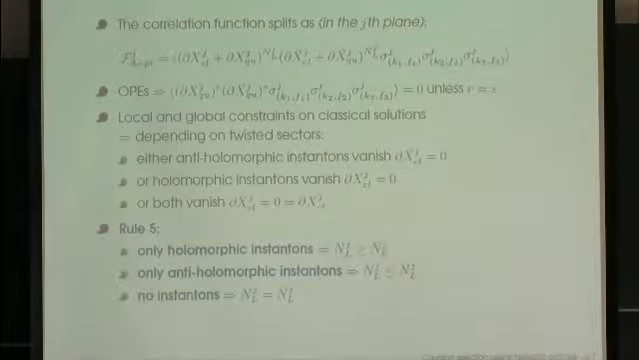Moreover, as I alluded to, the local and global constraints on the classical solutions imply that depending on the twisted sectors involved, it happens that for the 3-point couplings, either anti-holomorphic instantons vanish, or holomorphic instantons vanish, or both vanish. Now you can plug all this into the correlation function, do some simple algebra, and we arrive at what we have called Rule 5 for historical reasons, and this can be summarized as follows.